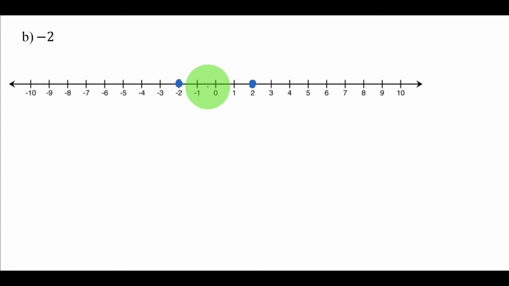Notice that -2 and +2 are the same amount of units away from 0. So they're the same distance away from 0 on both ends.